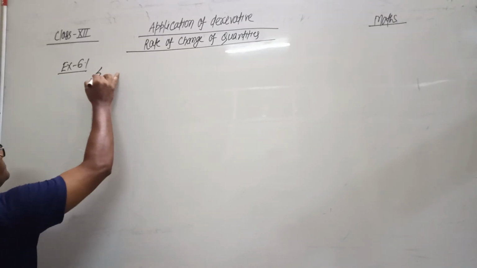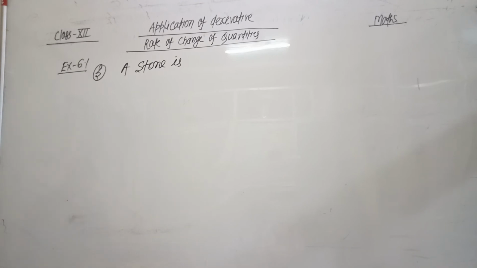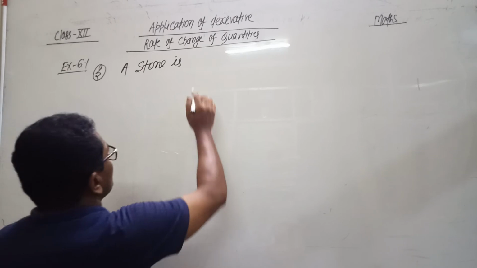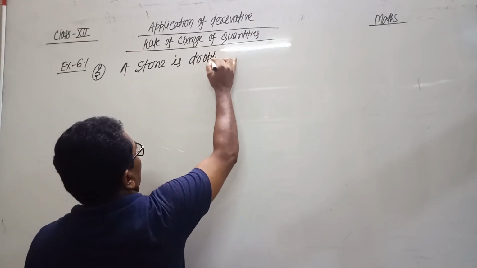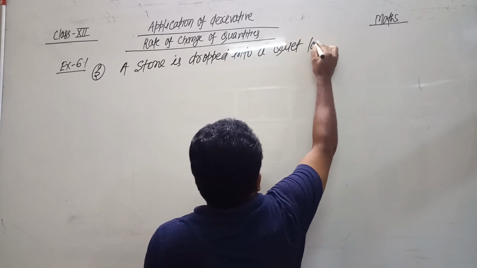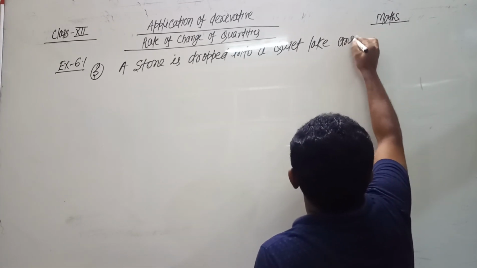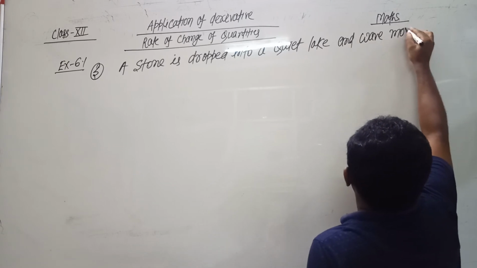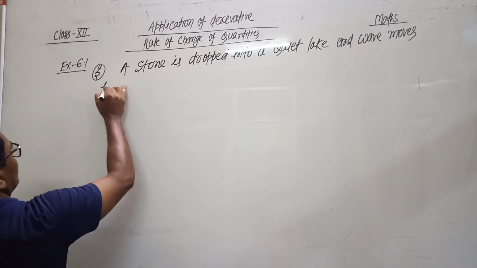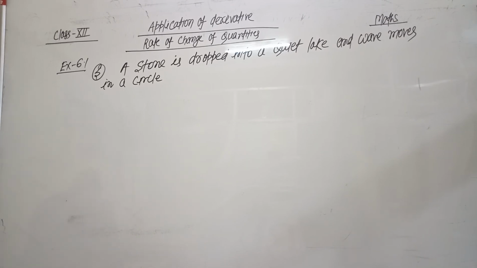Question number 5. A stone is dropped into a quiet lake and waves move in a circle at the speed of 5 centimeter per second.